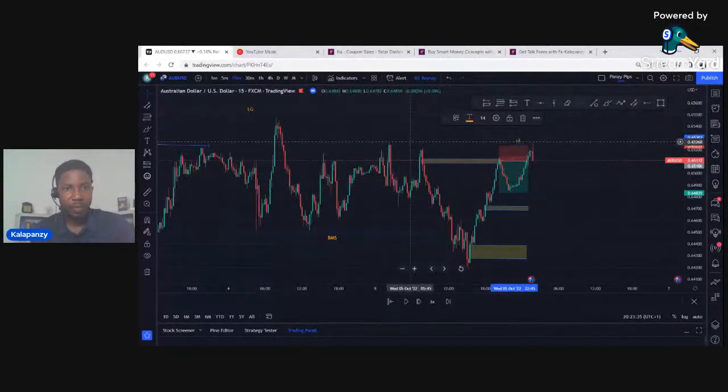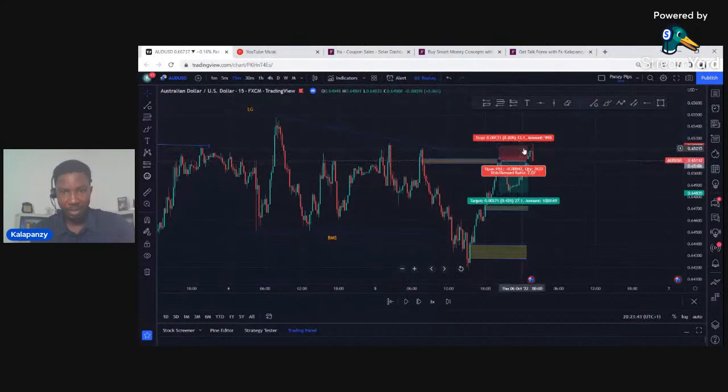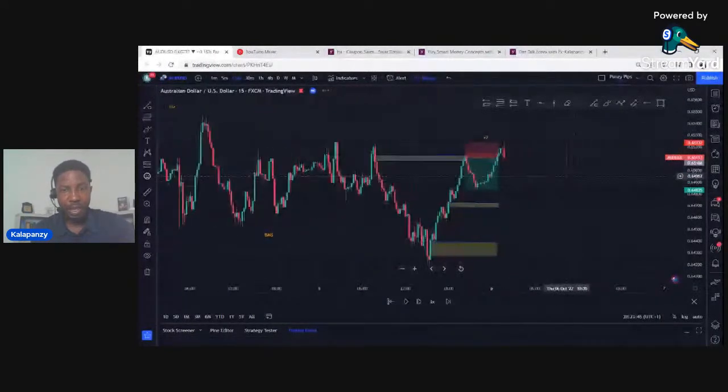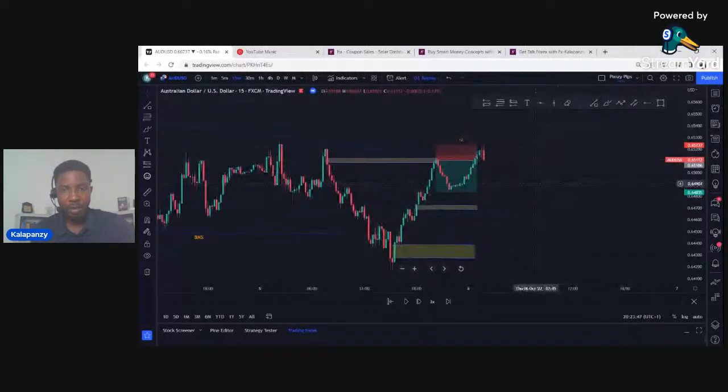We see a trend line here. What has the market done? It has grabbed liquidity above that trend line. So what will I expect market to do? Push aggressively down, pull back, and then go again.